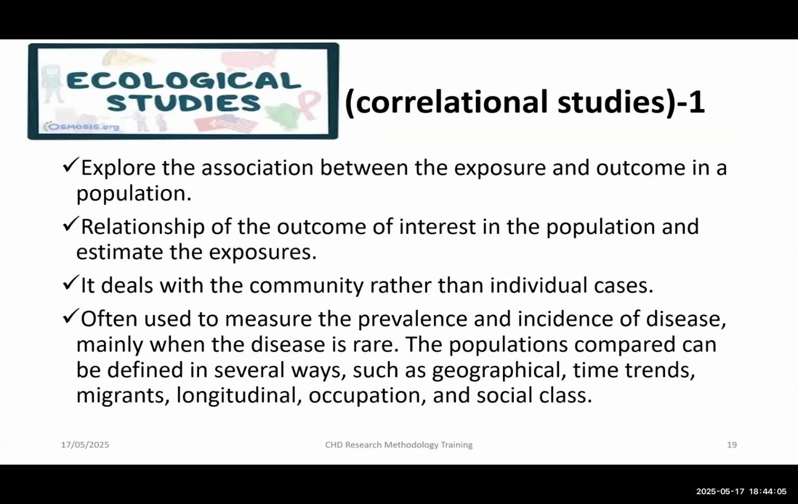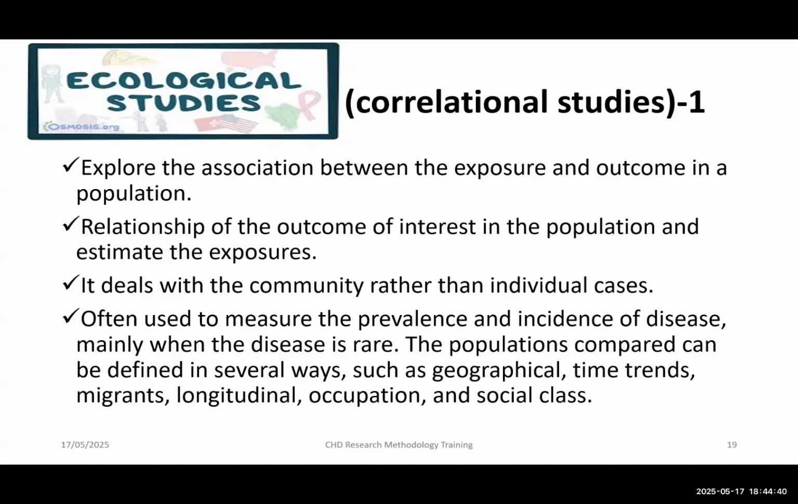Ecological studies usually help you explore the association between an exposure and an outcome in a population at a population level. It looks at the relationship between the outcome of interest in that population and how it is related to the exposure estimates. So it deals with communities, like River State, Nigeria, which can be a geographical place, and not the individuals in River State.